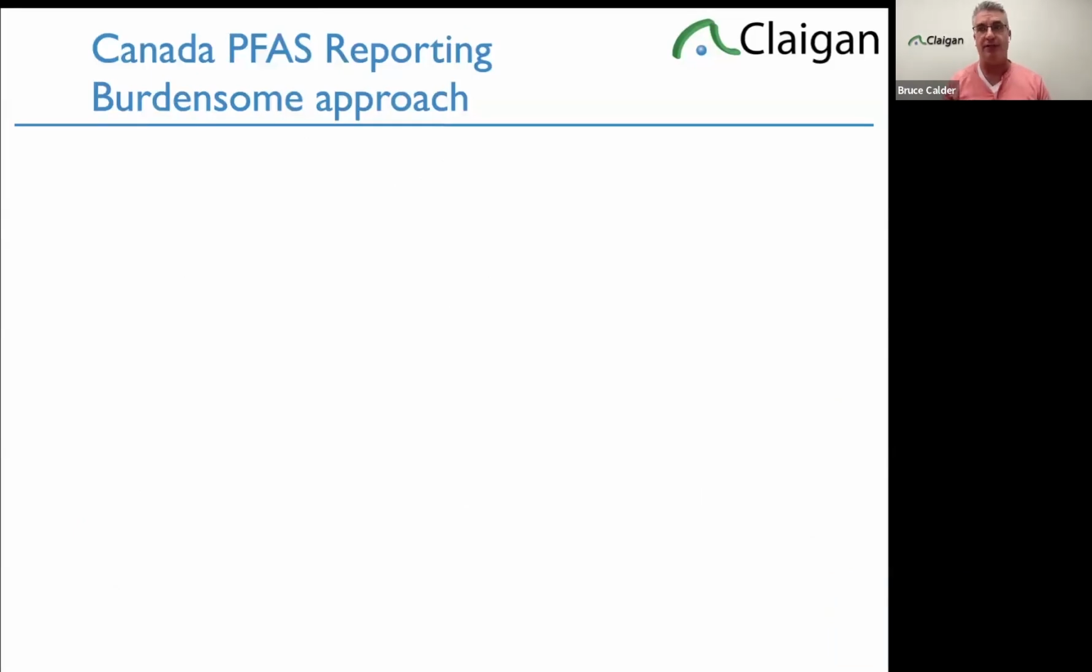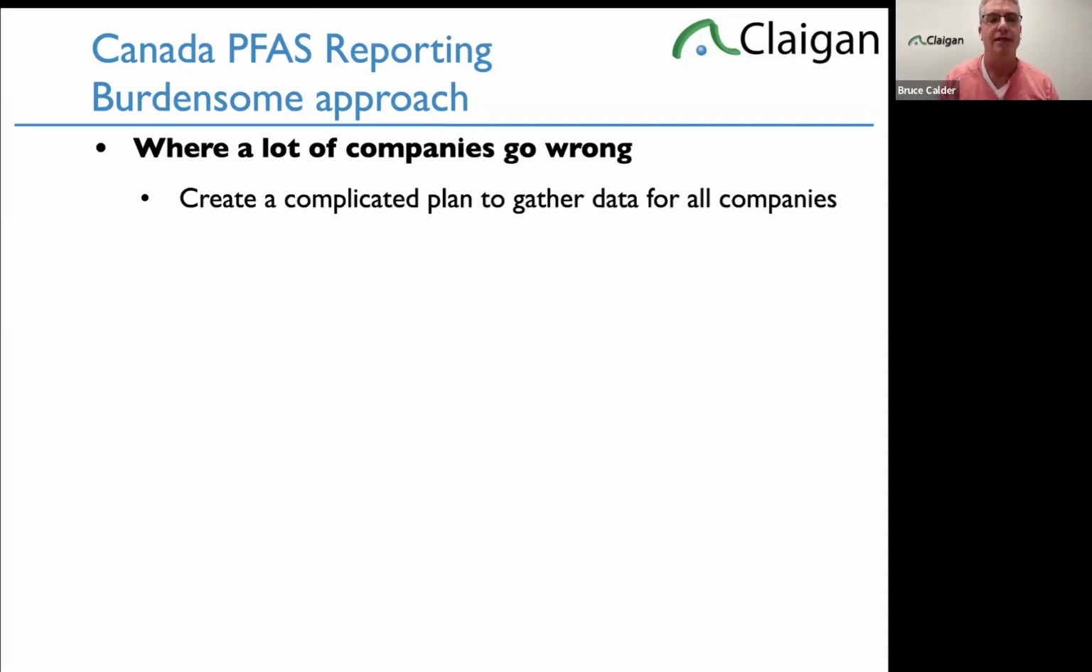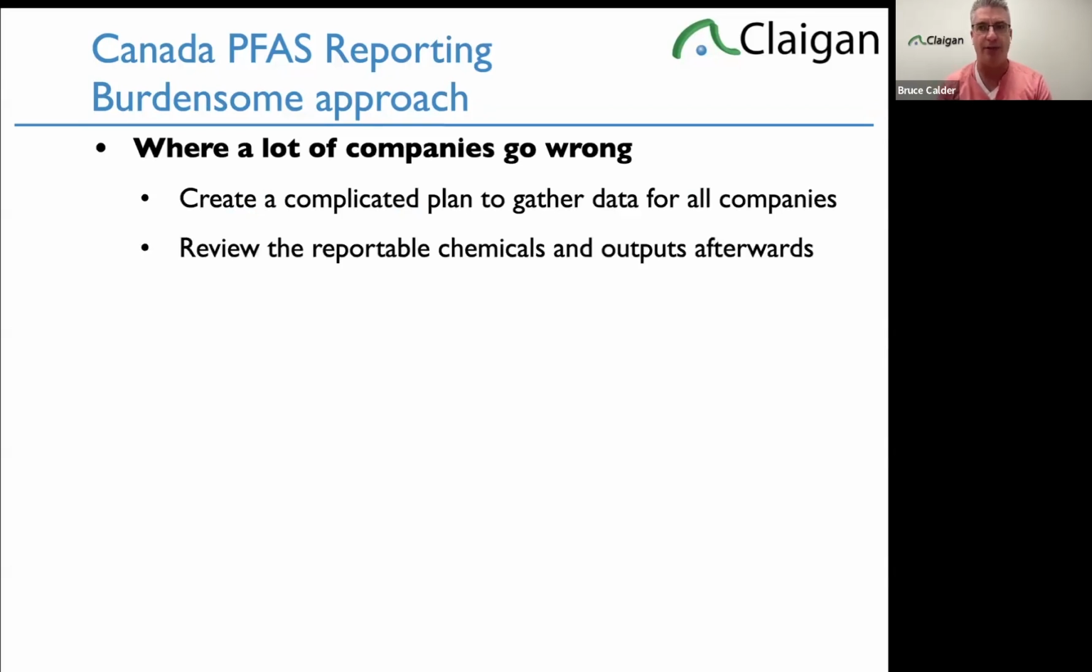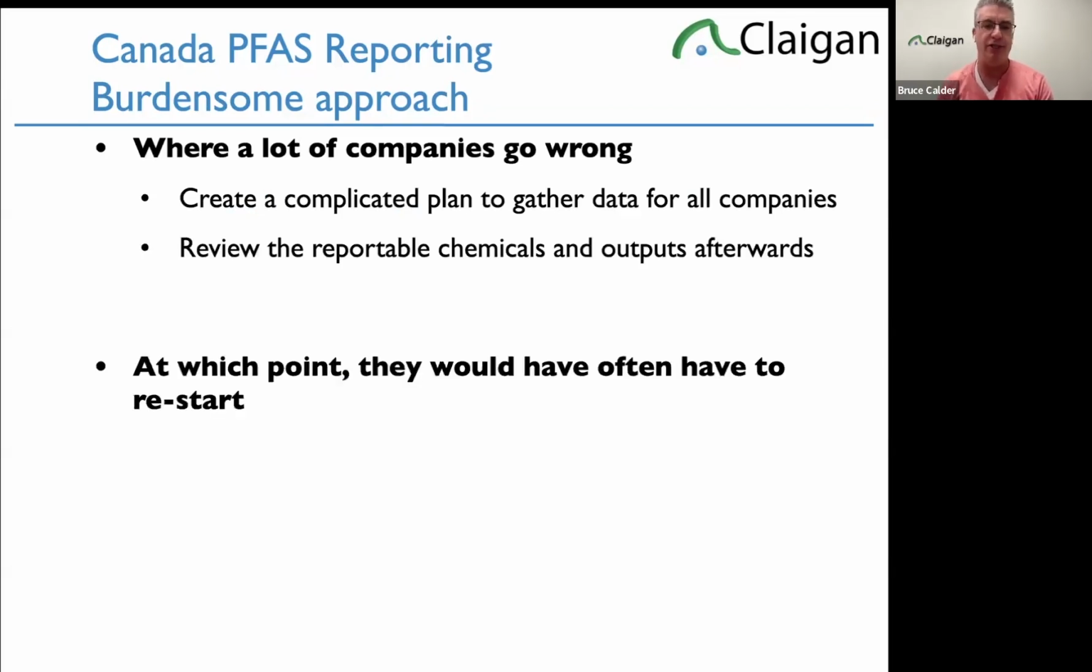You report PFAS. There is a burdensome approach where a lot of companies go wrong. I don't know how many conversations we have going down these huge details. I'm like, look at the output first. Walk backwards. Okay, they create a complicated plan to gather data for all companies and all parts, from all suppliers and all parts. Sure. Then they review the reportable chemicals and outputs afterwards, at which point they usually have to restart or redo so much of it because they didn't realize exactly what they're trying to do in the first place.